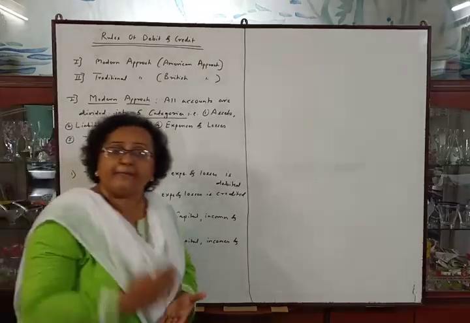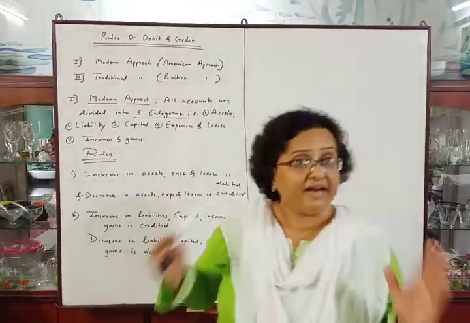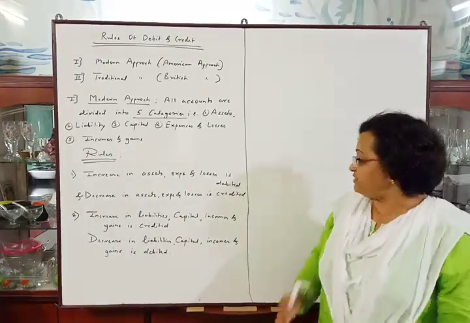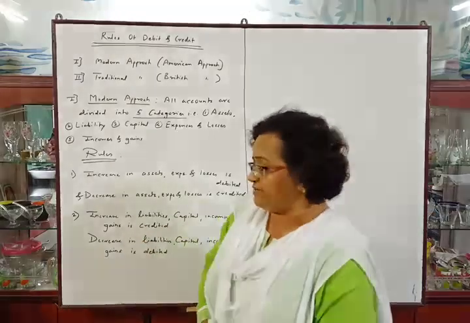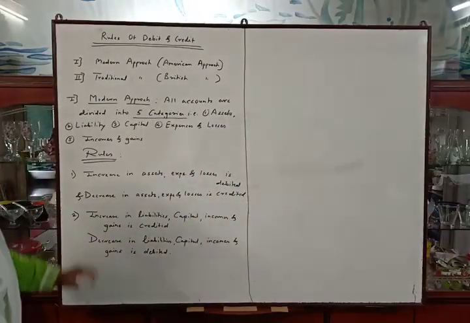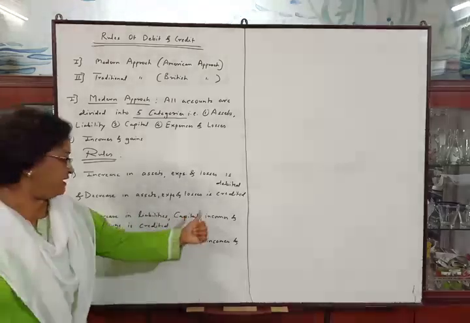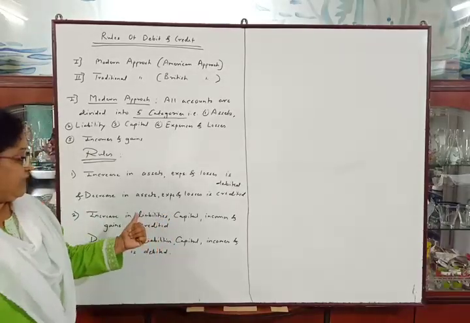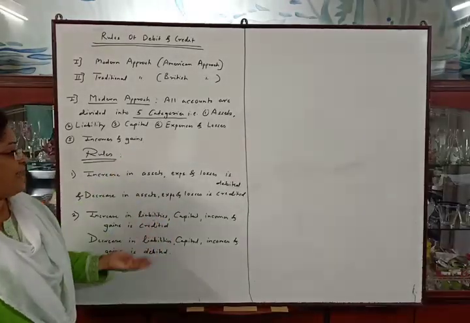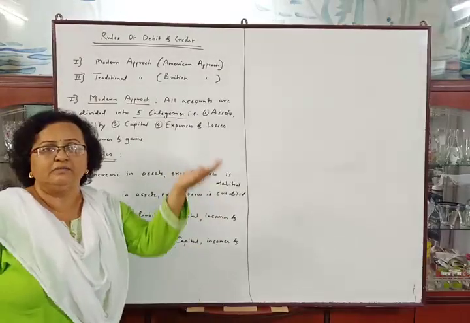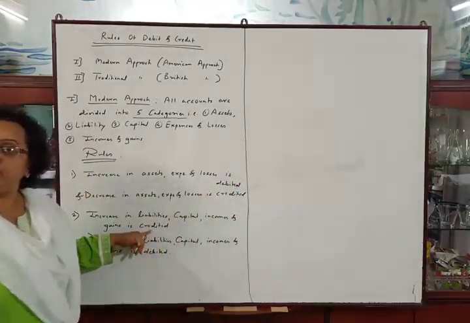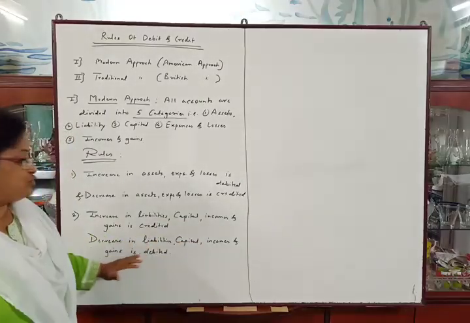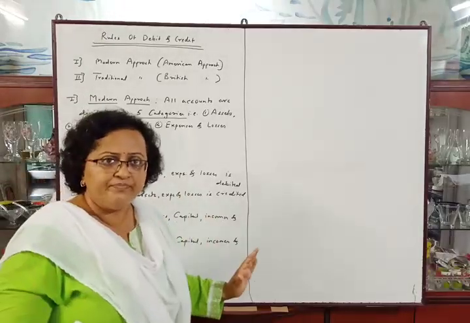Increase in liabilities, capitals, income and gains is to be credited, and decrease in liabilities, capital, incomes and gains is to be debited. It is given here. See the rule. Increase in liabilities, capital, incomes and gains is credited. Means due to the business transaction, if there is increase in the amount of liabilities or capital or incomes and gains, then their account is to be credited, and if there is decrease in their amount, then their account is to be debited. Okay? Understood?